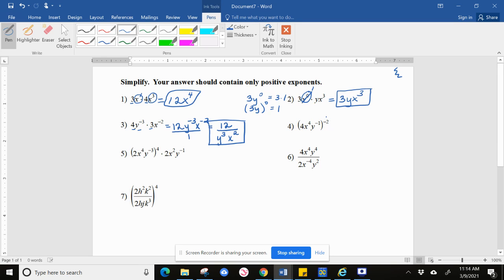All right, number 4. This is a different problem. We've got an exponent out here on the outside. Okay, so this is a power raised to a power. What this is going to do is apply this power to every single term inside these parentheses. So what is your exponent on your 4? Well, right now it's just a 1. So let's multiply these exponents. Let's distribute that power through. So that would be 4 to the negative 2, x to the negative 8, and then y to the positive 2.